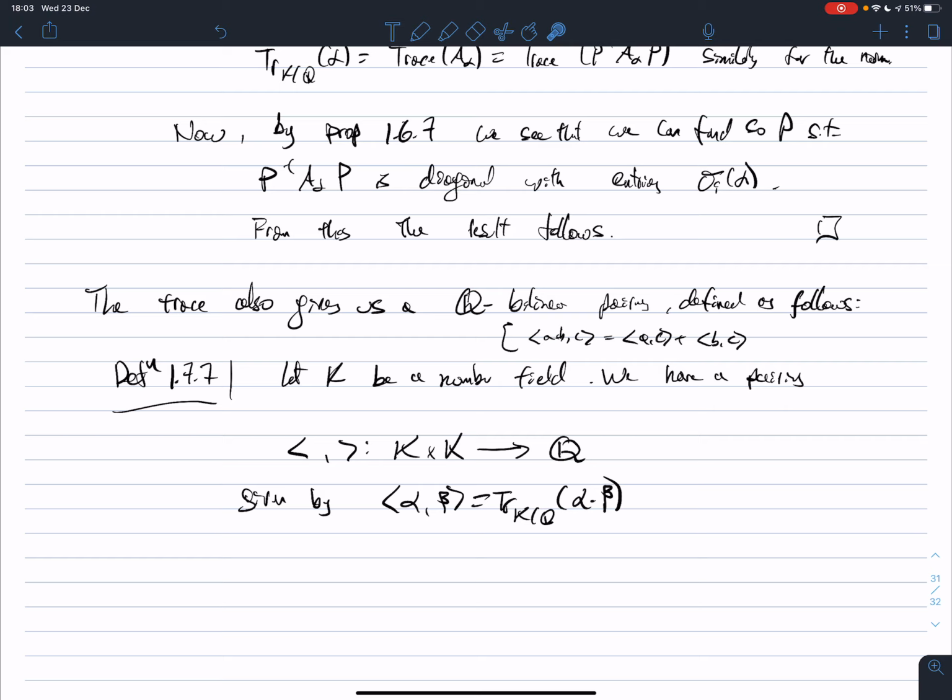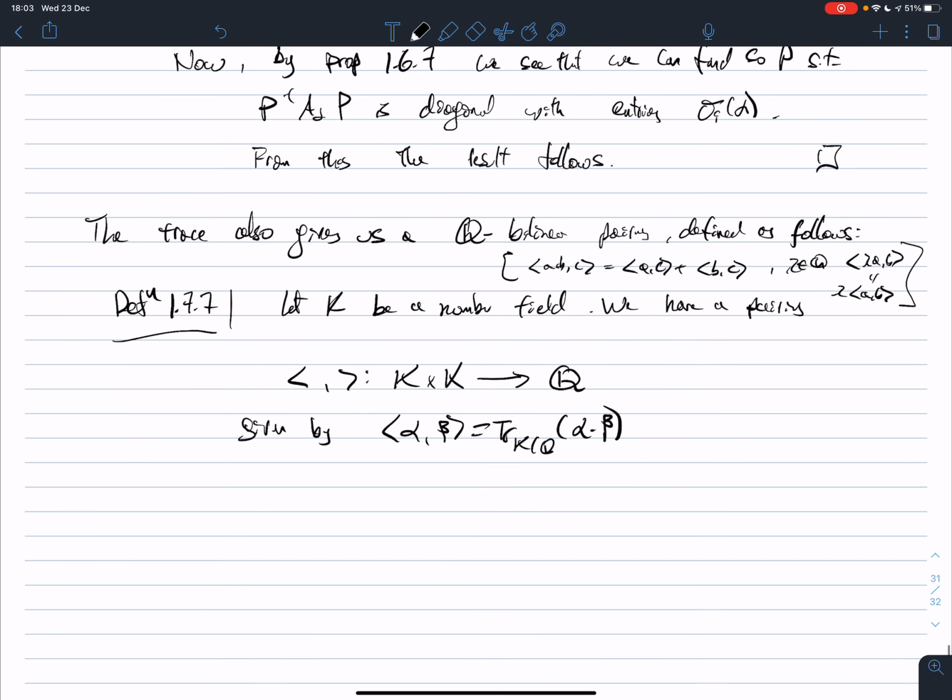So if lambda is in Q, then lambda A times B is the same thing as lambda times AB. Just to remind you what a Q bilinear pairing is. This works obviously if the sum is either on this side or on this side. It's bilinear because it's linear in both variables. But this isn't just a Q bilinear pairing. It actually satisfies something stronger.